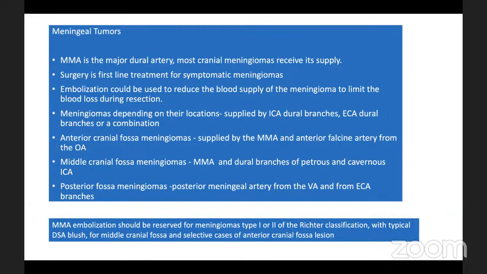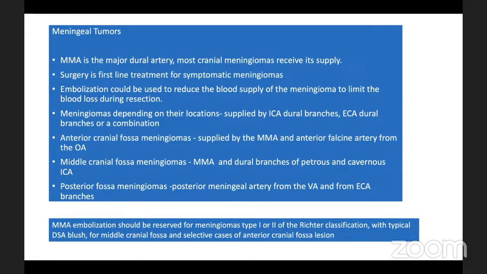Then meningeal tumors. Middle meningeal artery is a major dural artery. So most cranial meningiomas receive its supply. Surgery is the first line for symptomatic meningiomas. However, embolization can be used to reduce the blood supply to limit the blood loss during resection. Also, we have to see whether the meningioma is supplied by the ICA dural branches, the ECA dural branches, or a combination.